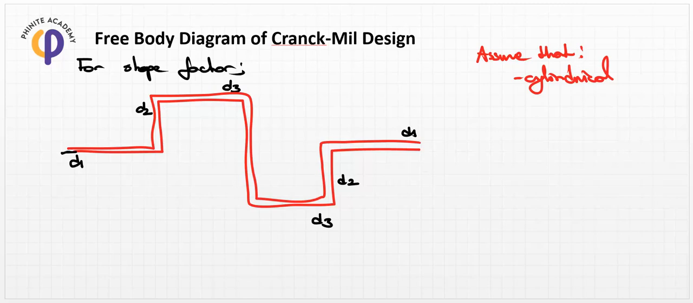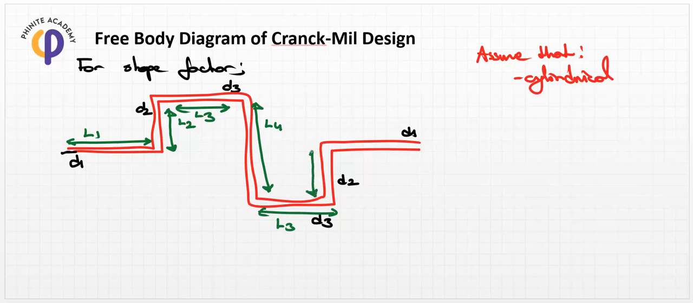Okay, and so in order to give the length information, L1 can be given here, L2 given here, L3 given here, L4 given here. L3 is the symmetric property, L2 and L1. These are the lengths of the cylindrical objects here. Okay, and so the total shape factor can be described by using this diagram.